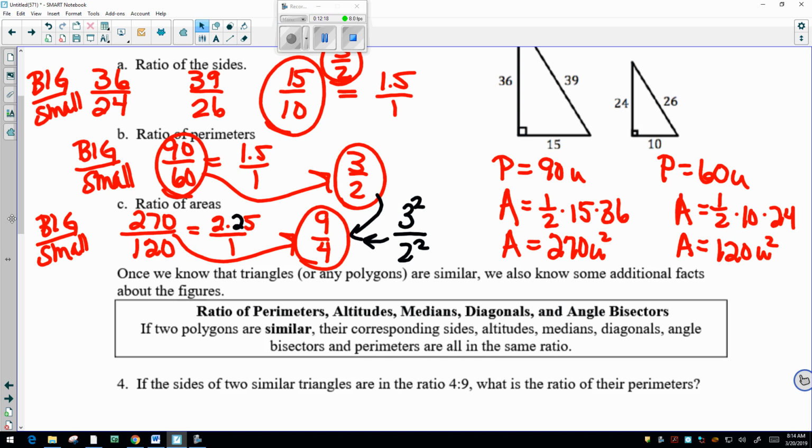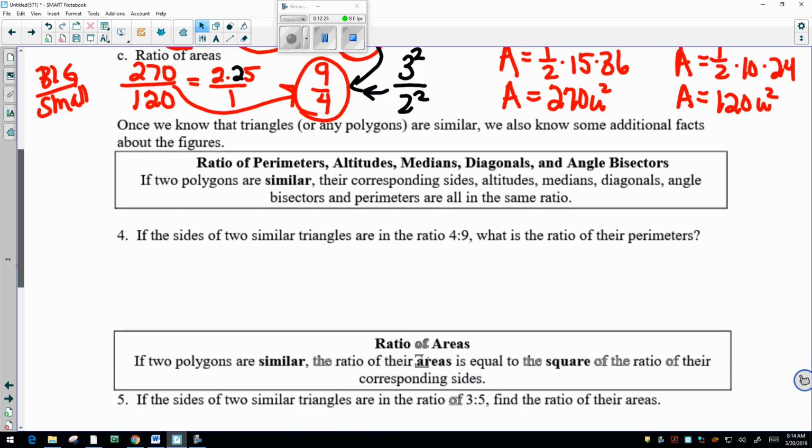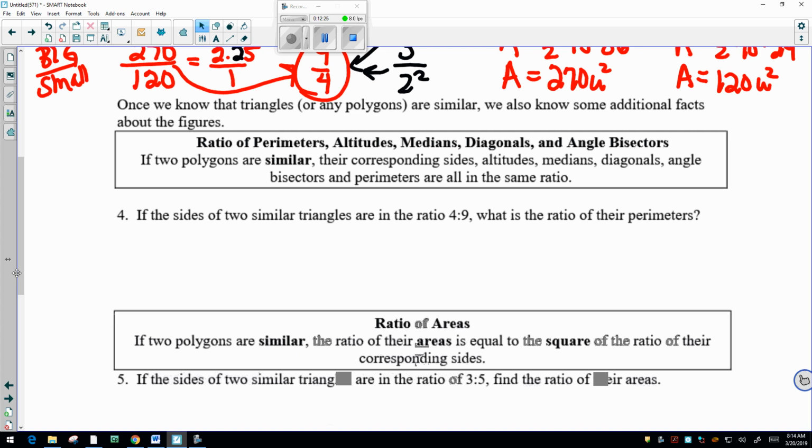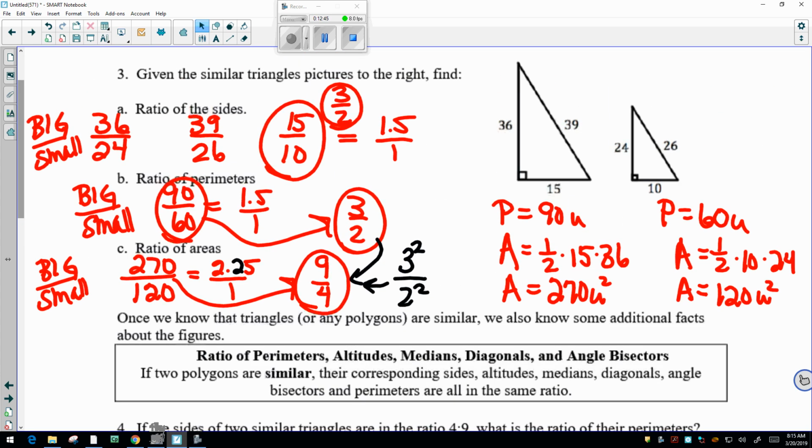Okay, so that brings us to an important fact that we have below. So if I'm looking at, first off, the ratio of perimeters, but this also connects to the ratio of altitudes, medians, diagonals, angle bisectors, any of those important segments. If we know our polygons are similar, their corresponding sides and altitudes and medians and perimeters are all in that same ratio. We saw that back up above. We have the sides being in a ratio of 3 over 2, and perimeters being in a ratio of 3 over 2.